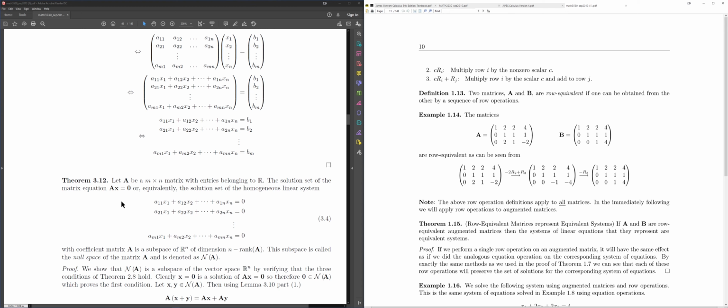Okay, so the null space of your matrix A is the solution set of this matrix equation, and it's going to be a subspace of Rn. It has dimension n minus the rank of A, where the small n is the number of columns of A. Okay, so let's take a look at an example of calculating the null space of a matrix A.